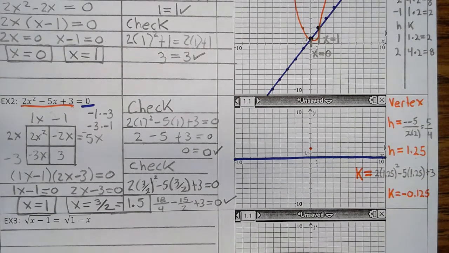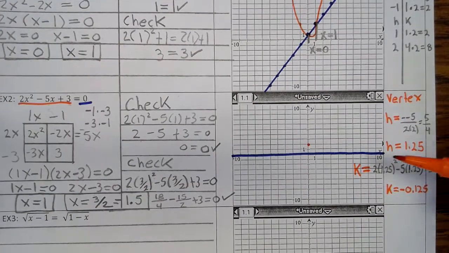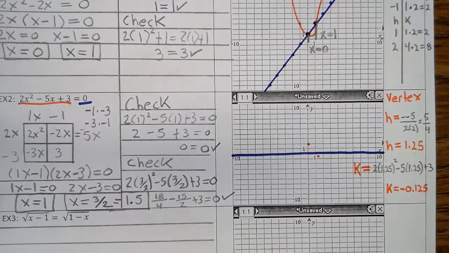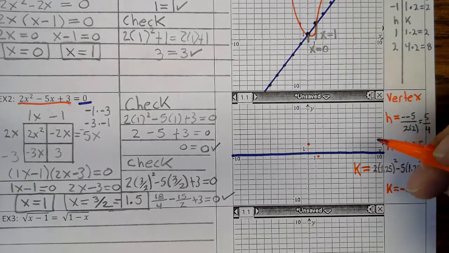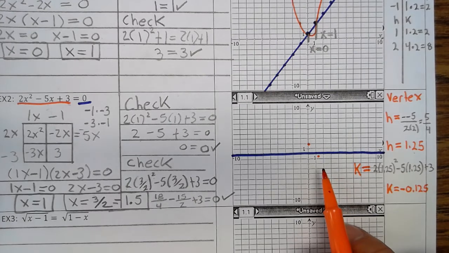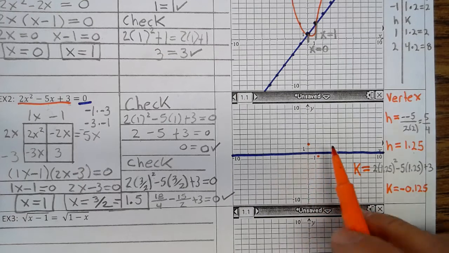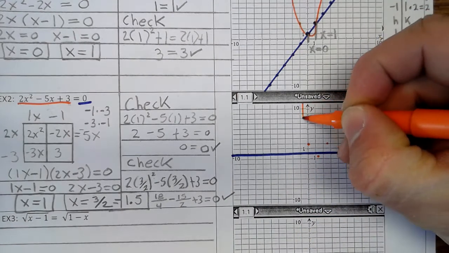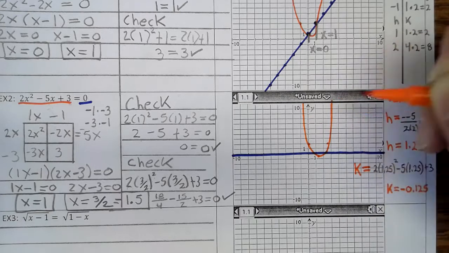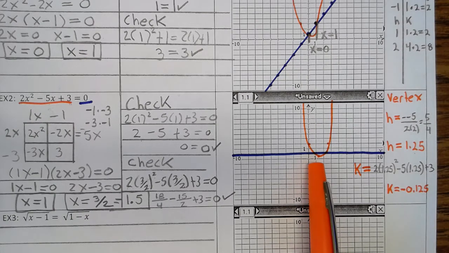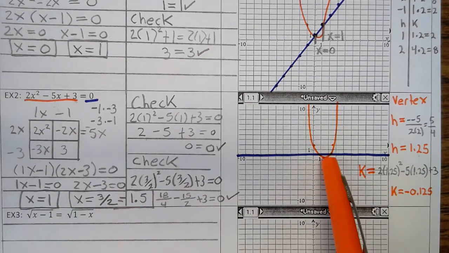Our vertex is at 1.25, negative, so about there. And so then we know that if it's 1.25 from here, it's going to be about 1.25 from here. And we can see that it crosses, and my sketch might be a little off, but at 1 and 1.5.